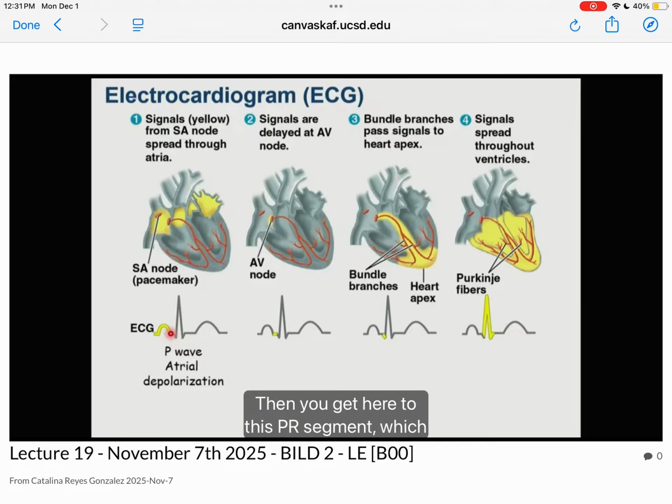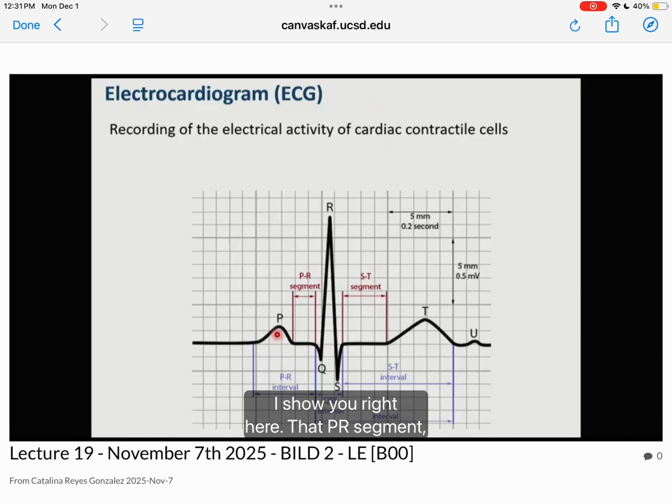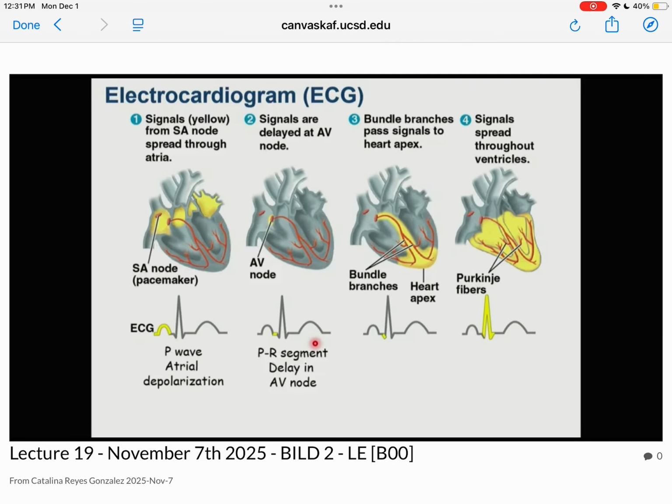Okay? Then you get here to this PR segment, which I show you right here. That PR segment, do we have a depolarization or repolarization? Do we have anything like that in the PR segment? What's going on? Are we changing the millivolts? Millivolts stay the same, right? It's a baseline. So the electrical activity is not changing.